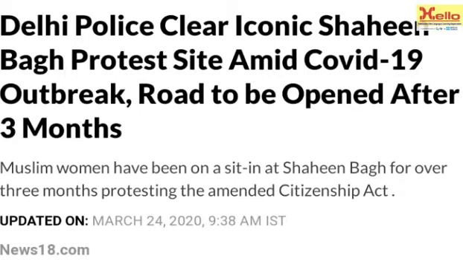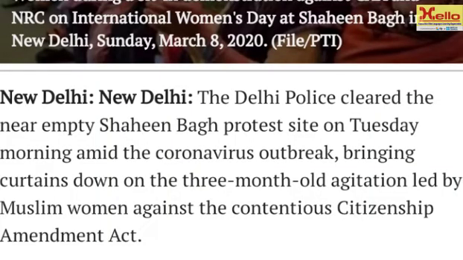Now when we start reading it, Muslim women have been on a sit in. Sit in means protest only, when somebody is on dharna, that is called sit in. The Delhi police cleared the near empty Shaheen Bagh protest site on Tuesday. Now the word Tuesday, see, when you write any day or any month, you write it with a capitalized first letter, which is T here in this case, Tuesday. If it is Monday, M will certainly be capital, or if you write January, February, March, you will have to write it capital.